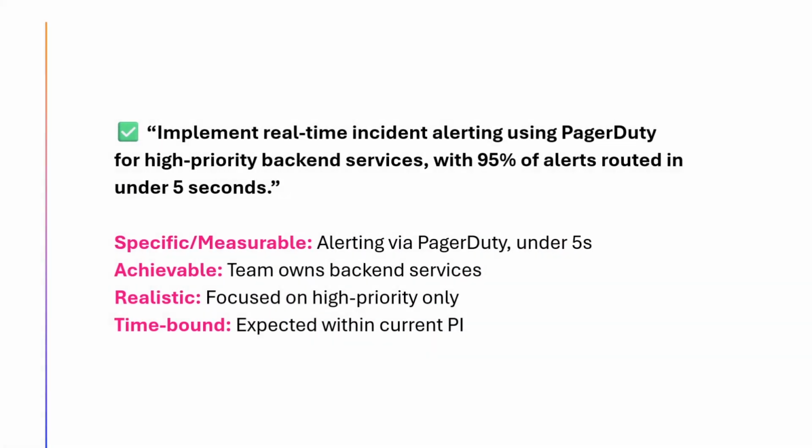Here's another one. Implement real-time instant alerting using PagerDuty for high priority back-end services with 95% of alerts routed in under 5 seconds. Again, we can see the specific and measurable elements, alerting via PagerDuty under 5 seconds. We can assume it's achievable as the team owns the back-end services. It feels realistic because it's focused on high priority only, and again it is time bound, expected within the current PI.